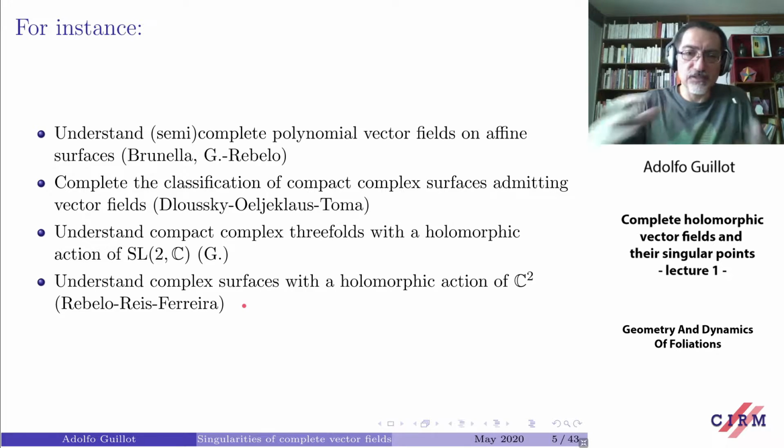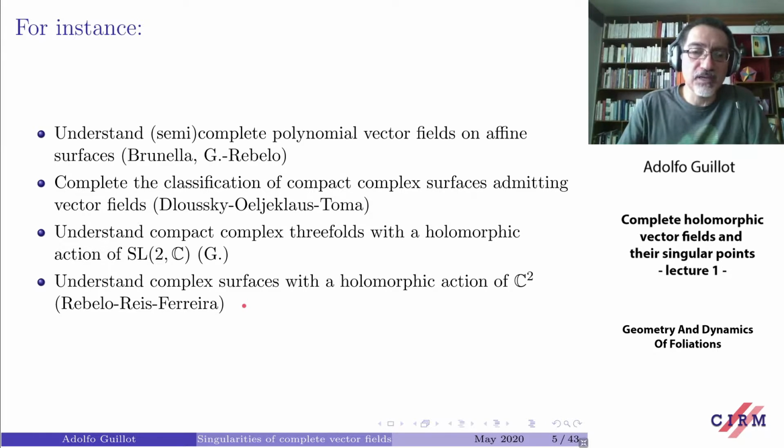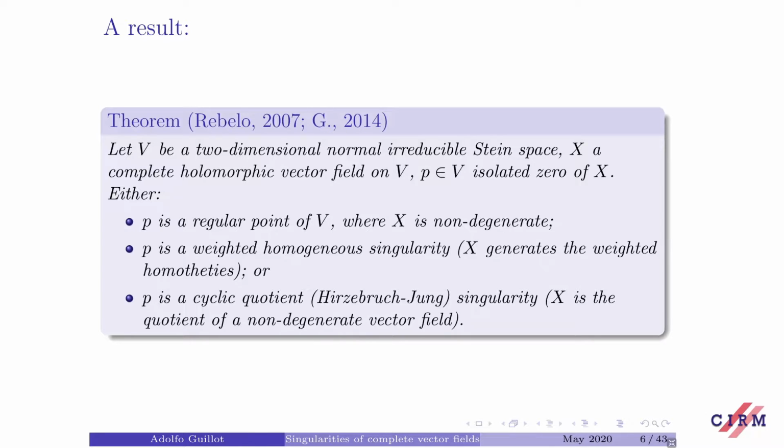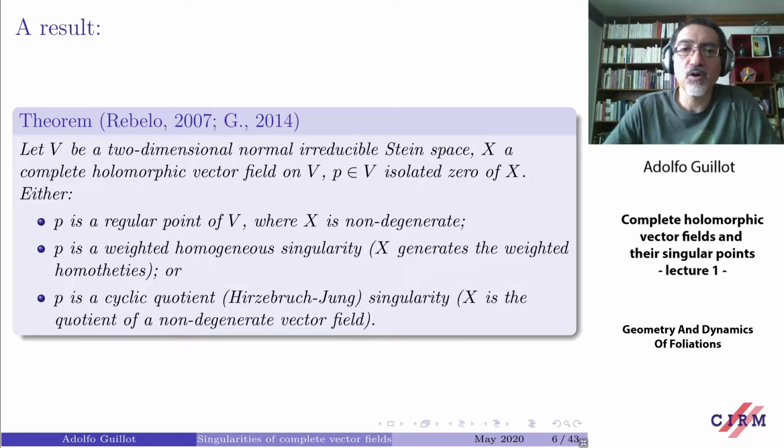I'm not being precise, so let me be precise. Let me give you a precise statement that shows you some of the philosophy here. We have, in this setting, V, a two-dimensional Stein space, so a space that embeds, probably with singularities, into some Cn. And suppose that you have a complete holomorphic vector field on it. So we want to understand what can we say about both the vector field and the space from this hypothesis.